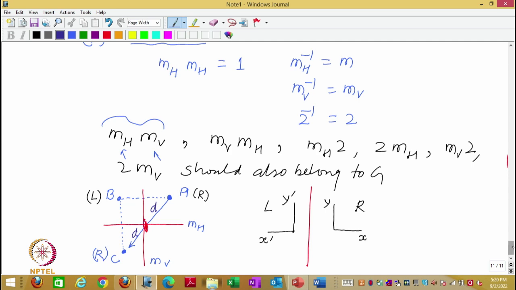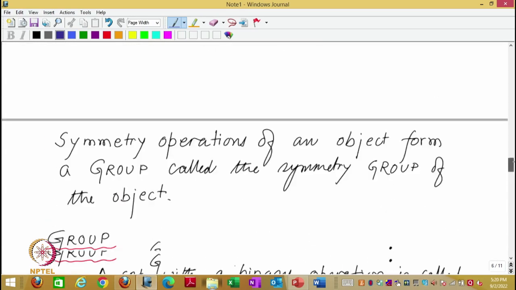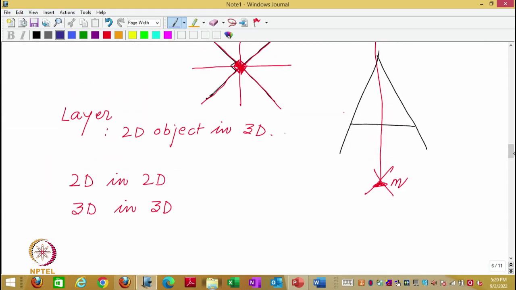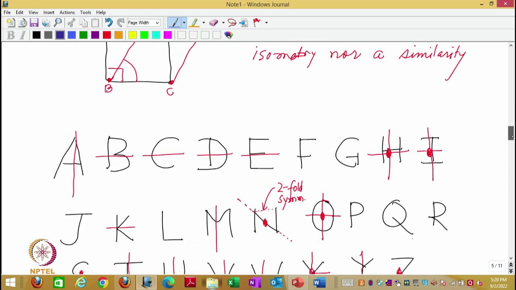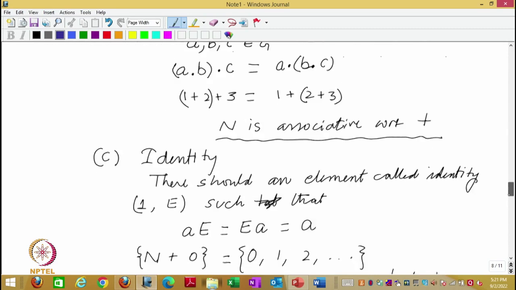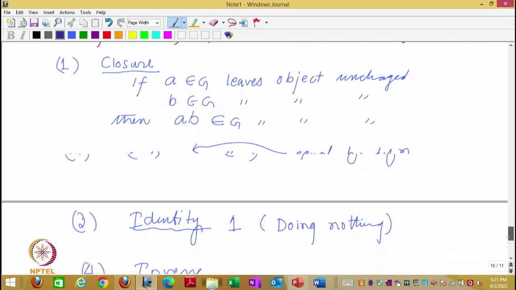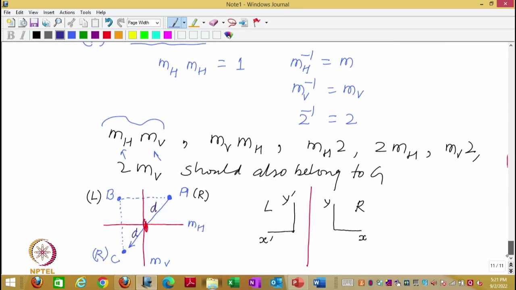So, now that surprise is explained, or that observation is explained, if at all that was a surprise, that whenever we were seeing two mirrors in any of the letters here, the two-fold was always there sitting at the center, because the combination of the two mirrors itself is a two-fold. So, this is where that group property is coming.